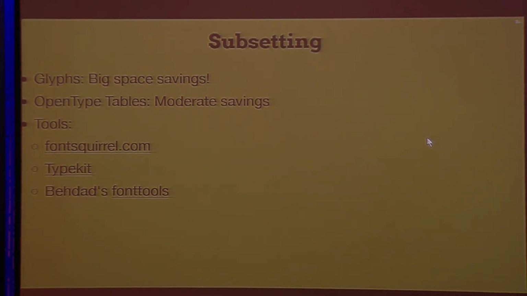Dropping off OpenType tables should be done with extreme caution because otherwise you might find that you break something, and that's quite easy to do. And I've given some links to tools. The font tools is a really good one. It's a command line thing. It gives you a lot of control.